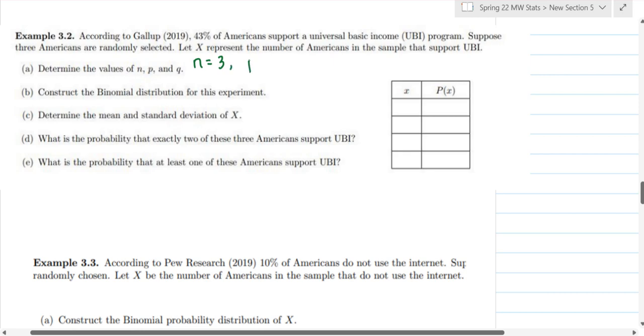P is the probability of success, which in this case is I'm asking them, do you support the UBI program? And they say yes. Okay, so that's what I'm looking at. So that is right here, 43%. Okay, then Q is the probability that they say no. So for Q, I'm going to do 1 minus 0.43, so 0.57.